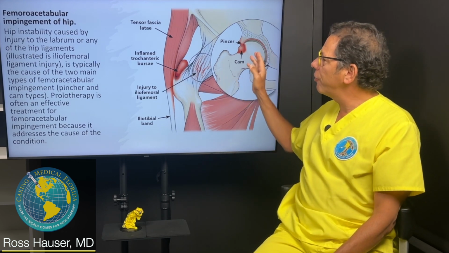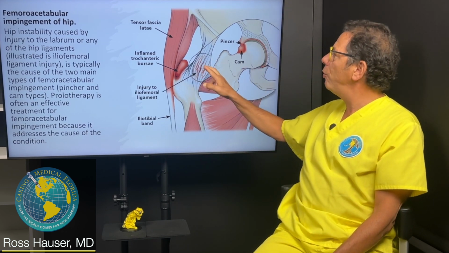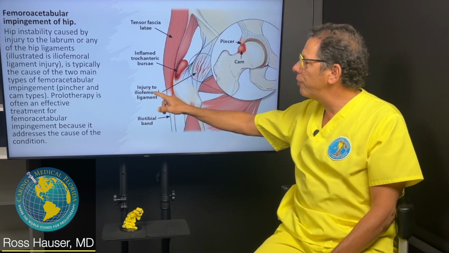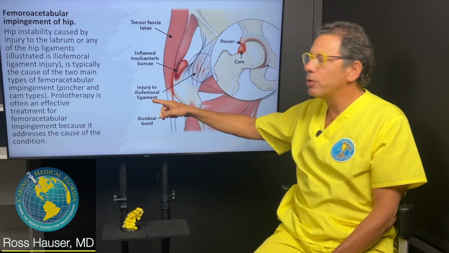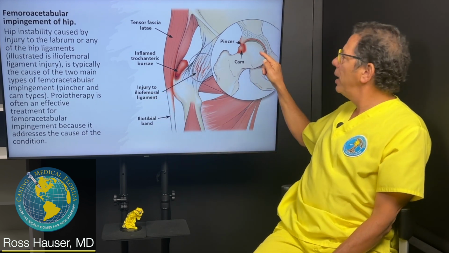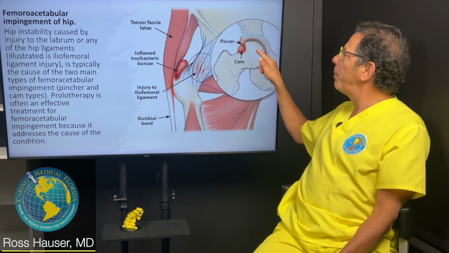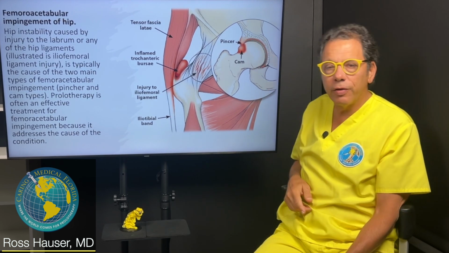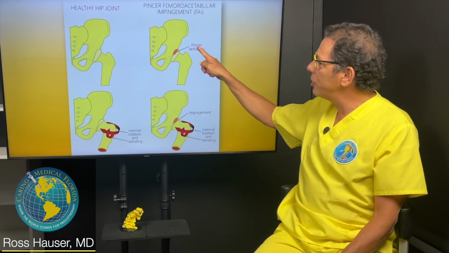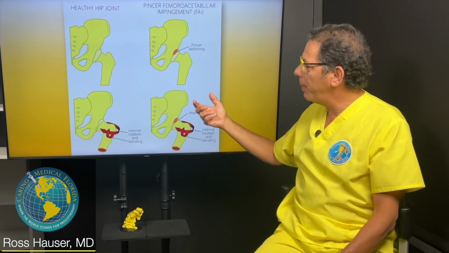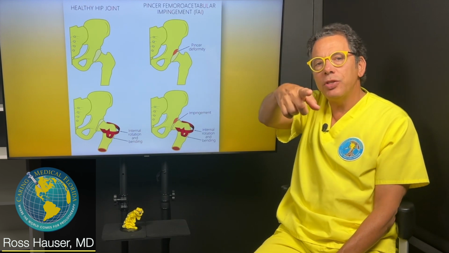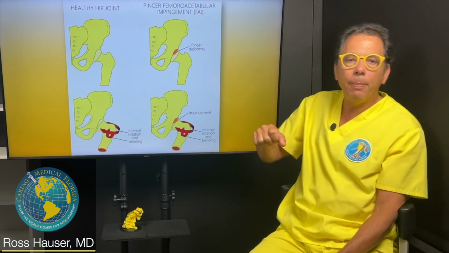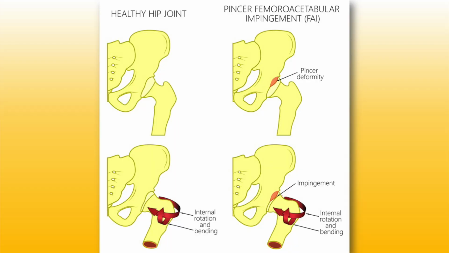So this is caused because this is moving too much. If you have ligamentous injury, this is injury to the iliofemoral ligament, which is the most important ligament in the hip, then basically the ball part is going to move excessively, so eventually it's going to hit this, and then you get a pincher deformity, and then basically with internal rotation, you feel groin pain.